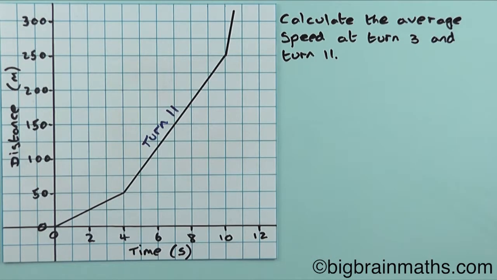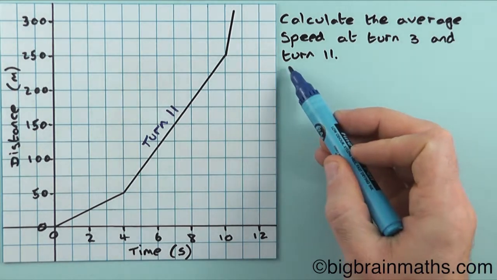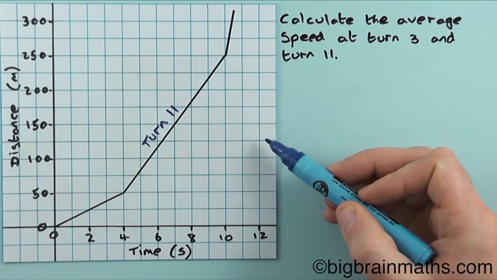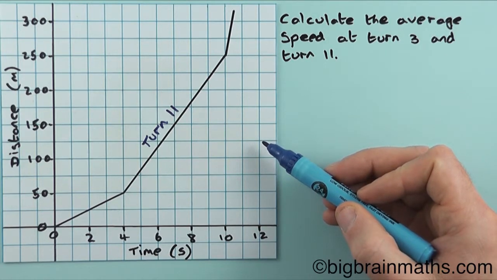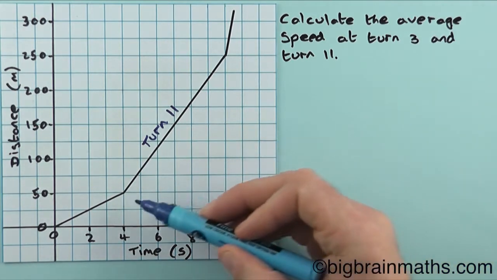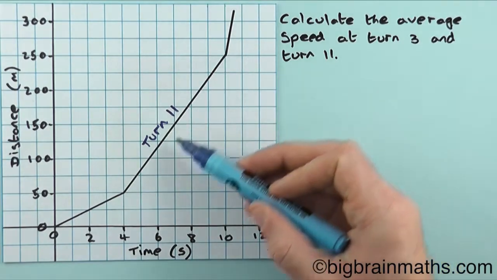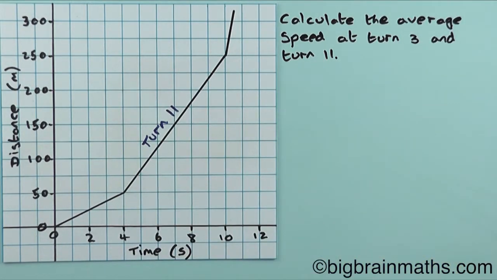Now we're going to calculate the average speed at turn 11. And this is my actual distance time graph of my Formula One lap around the Barcelona track. And this part of the graph here is for turn 11.